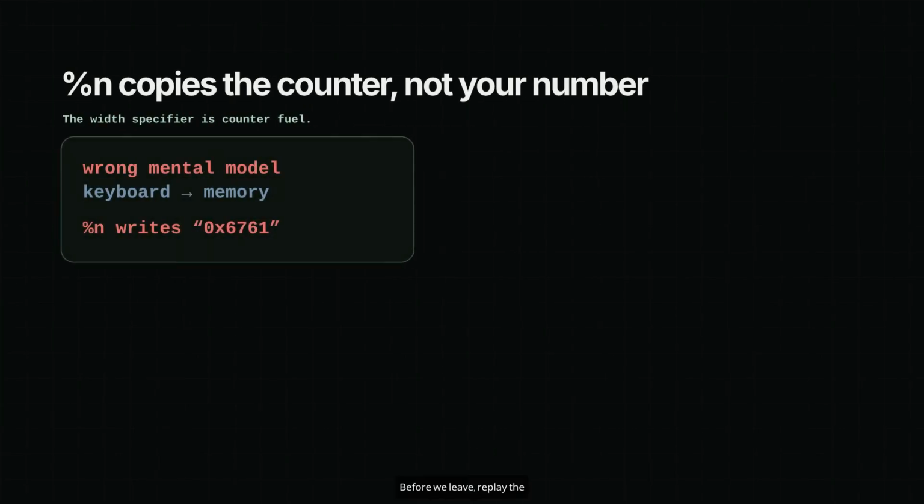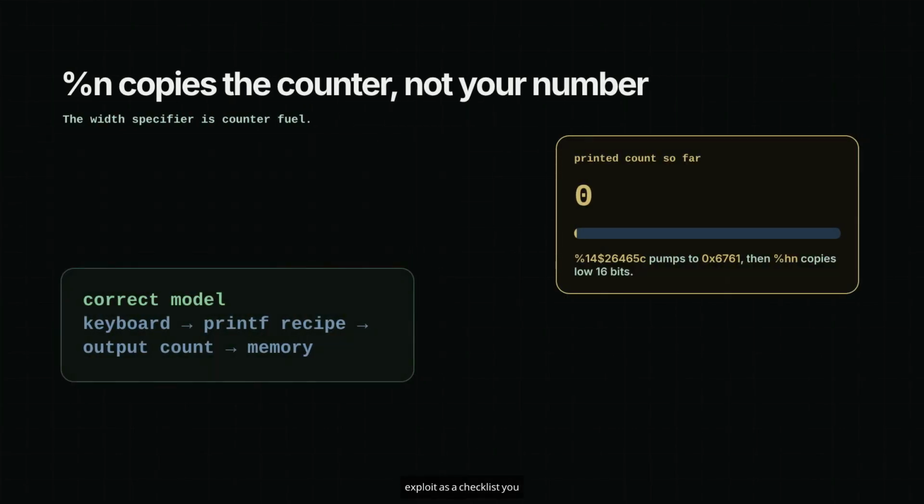Before we leave, we replay the exploit as a checklist you could use on the next format string challenge. First, read the source and find the call site. The dangerous shape is not merely a % in user input. It is user input becoming the first argument to printf.